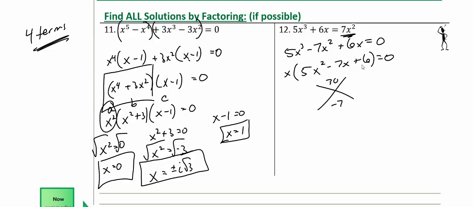Let's make the 6x up here negative. Let's make that a negative 6x. And this makes it a negative. This makes that a negative. That makes that a negative. Now we're good. Negative 10, positive 3. All right.